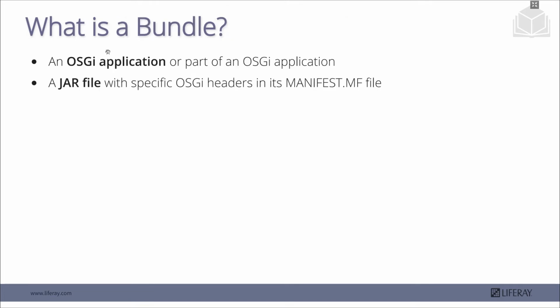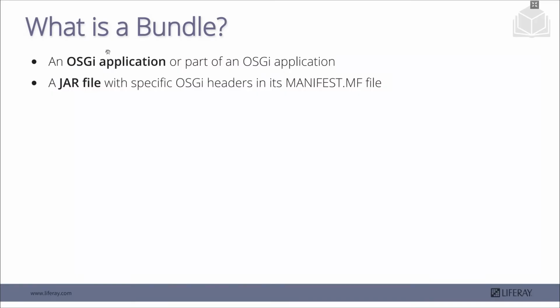Now, a bundle. If you want to be super technically correct, a bundle is technically the basic unit of deployment within the OSGi world. What we create, what we deploy, are going to be these things called bundles. Now, functionally speaking, or practically speaking, bundles are going to be either the whole OSGi application or part of the application. So the idea here is you can take different bundles, you can start piecing them together, and as you do, this is going to be the application, the summation of these bundles.